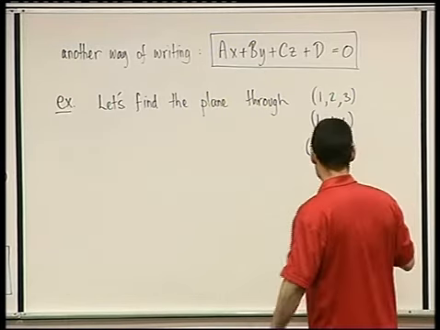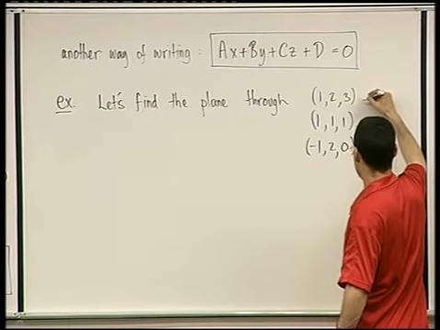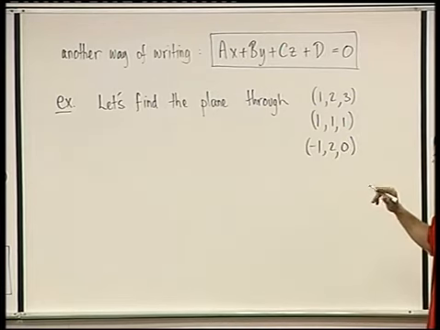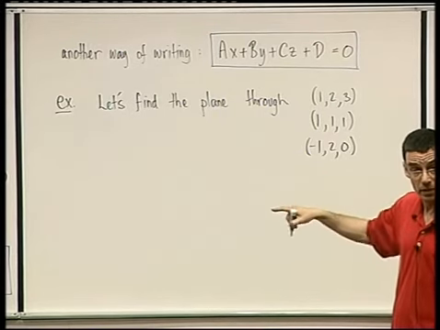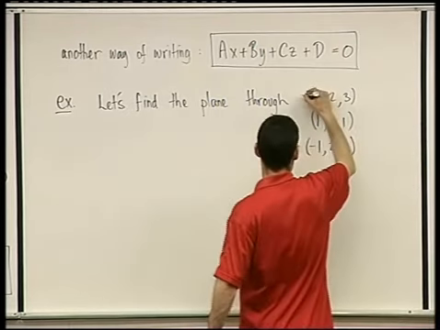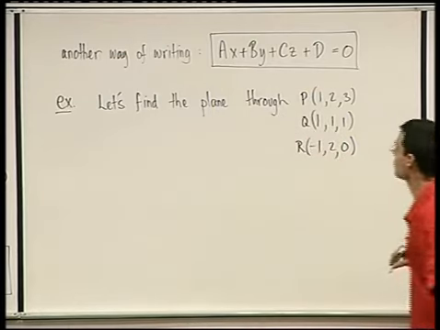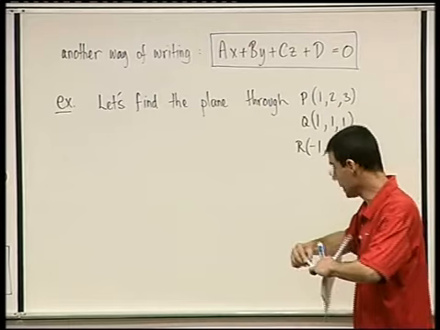So, I'm going to want to give them names. So let's call them, I'm really tempted to call them A, B, and C, but that would be not wise, because A, B, and C are going to be the components of the normal vector, right? So I need to give them different names. So let's call them P, Q, and R. These are the 3 points. Okay. So how am I going to do this?